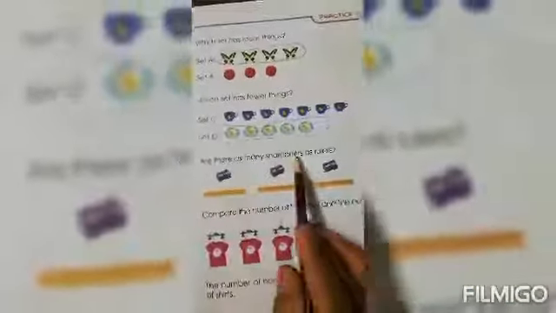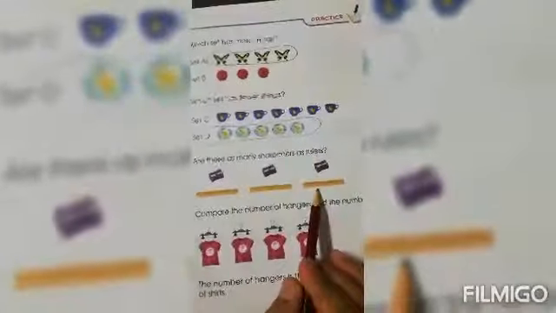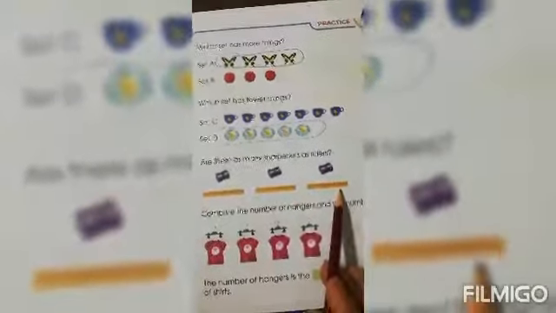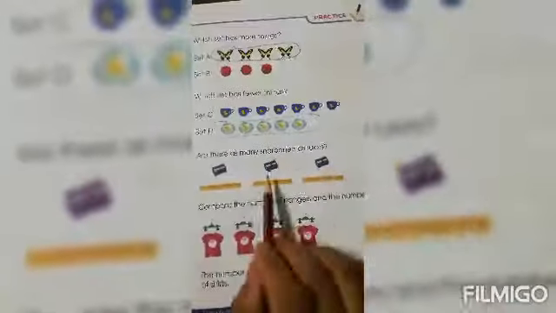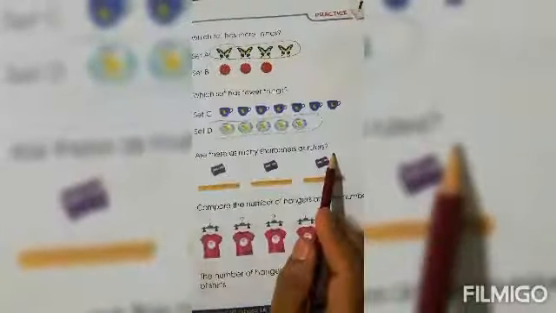Are there as many sharpeners as rulers? How many sharpeners and how many rulers are there? 1, 2, 3. 3 sharpeners and 1, 2, 3. 3 rulers are there. Look at here. These are the same numbers. There are as many sharpeners as rulers. Again, look at here. There are as many sharpeners as rulers. So, they are having the same number.